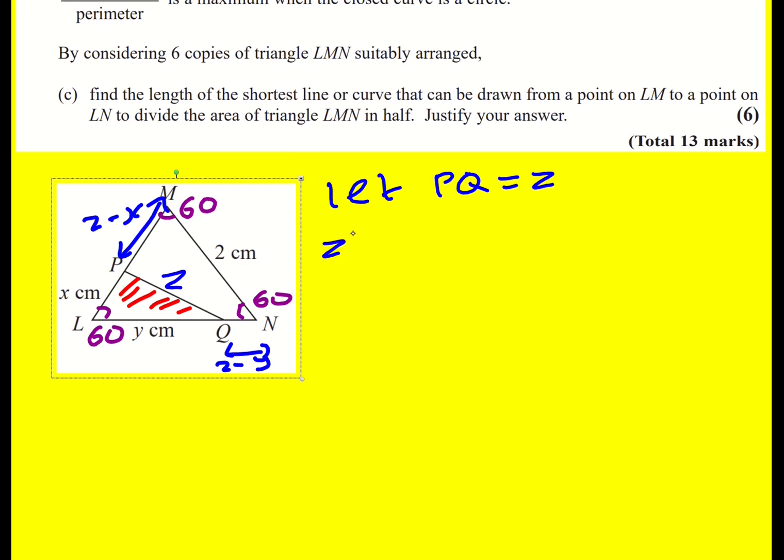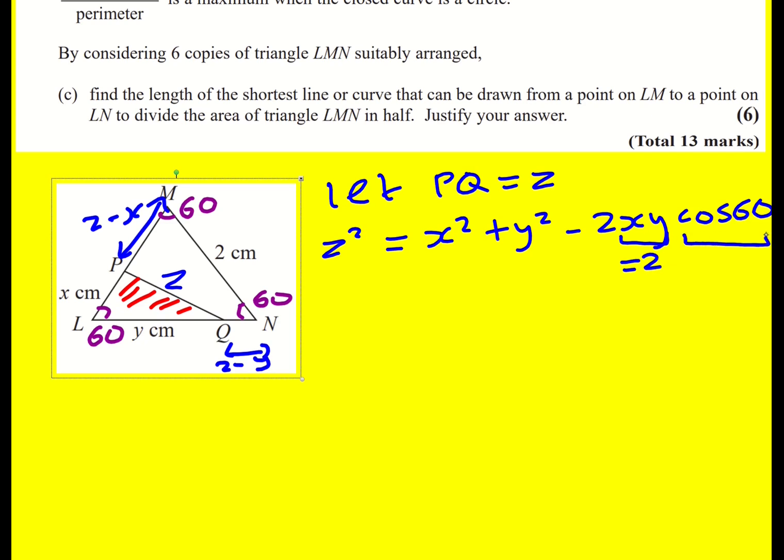I can use the cosine rule. It's got to be that Z squared is going to be X squared plus Y squared minus 2XY cos 60. Well, remember, we've just shown that xy is equal to 2 above, and we also have that cos 60 is equal to a half. So those are going to cancel, and we'll get z squared is going to be x squared plus y squared minus 2. That's not too bad.